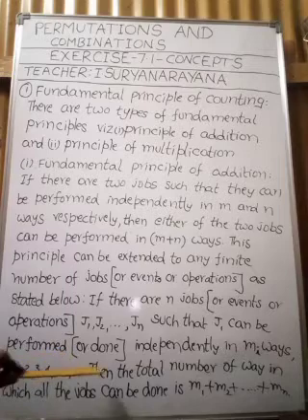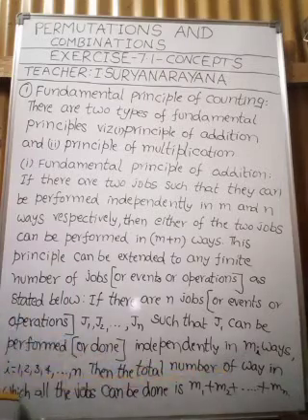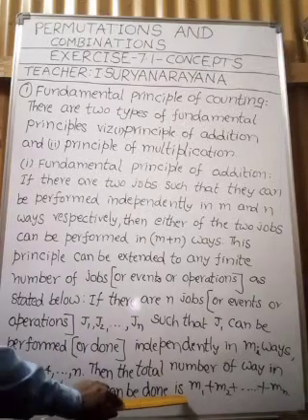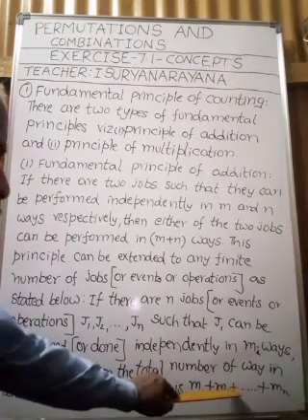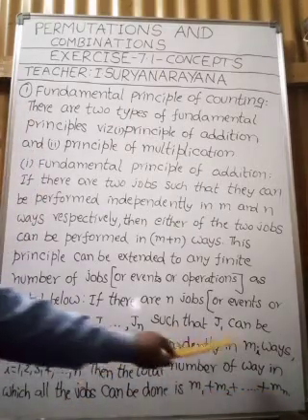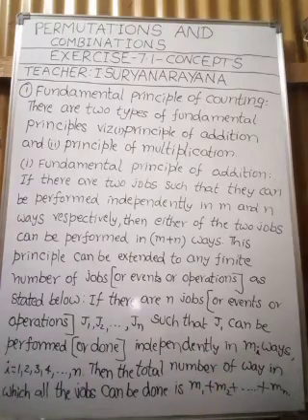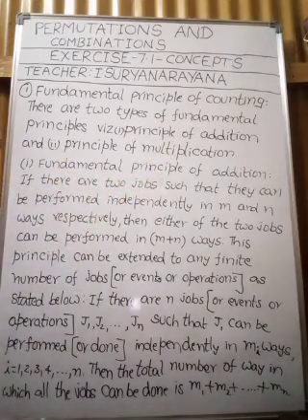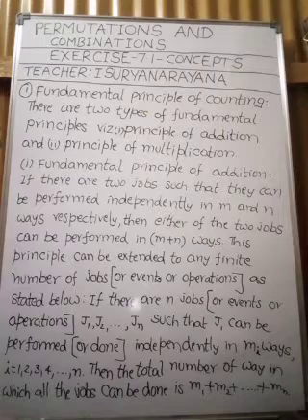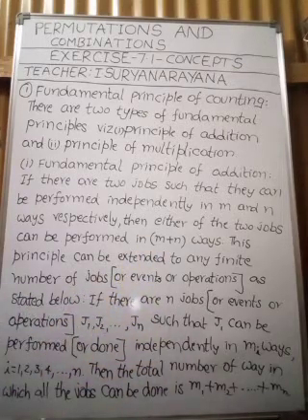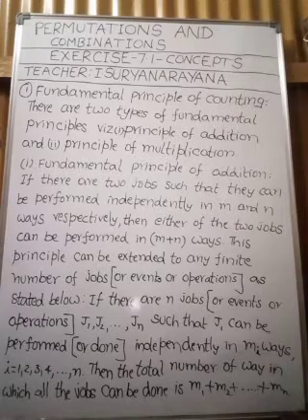Okay, my children. Then the total number of ways in which all the jobs can be done is m1 plus m2 plus and so on plus mn. We add all the number of ways the jobs can be done. In this context, we use the fundamental principle of addition. Okay, my children, either of any one of the jobs. Understood this concept? Right.